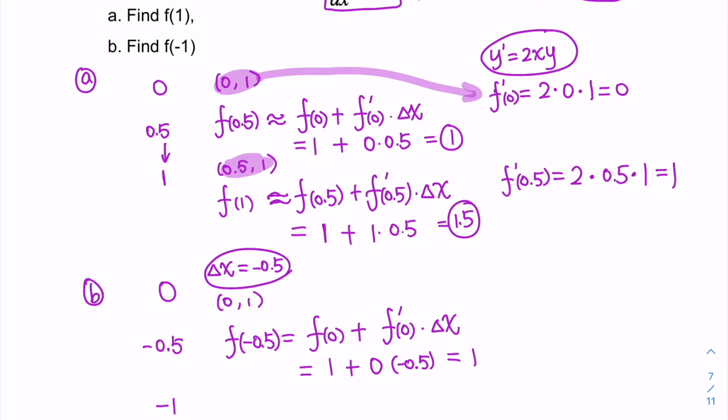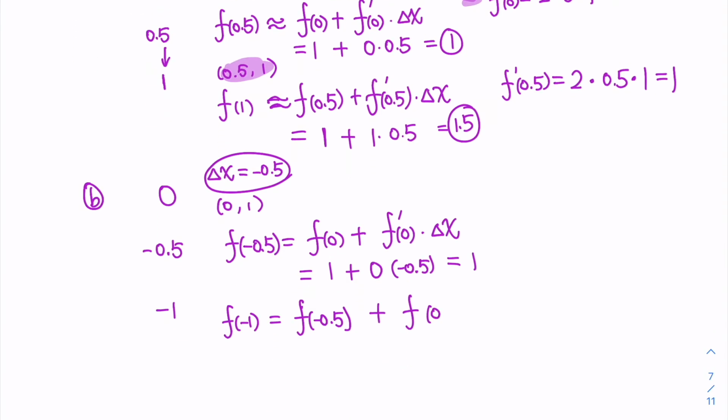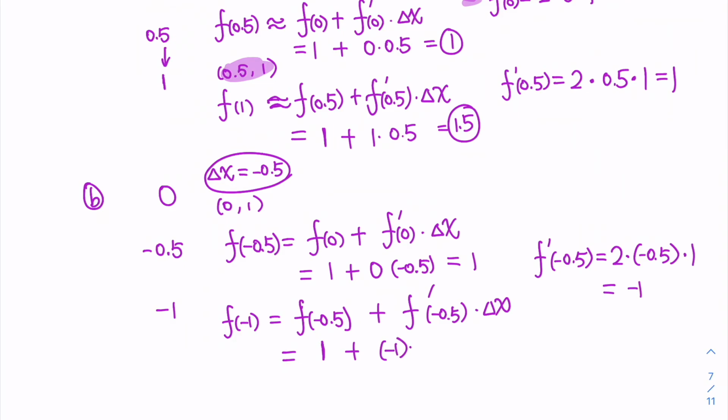Next, f(-1) will be f(-0.5) plus the derivative at -0.5 times delta x. So f(-0.5) is 1. The derivative equals 2 times x, which is negative 0.5, times y, which is 1, giving us negative 1. Negative 1 times negative 0.5 is 0.5, so the total is 1.5. So this is our approximation.